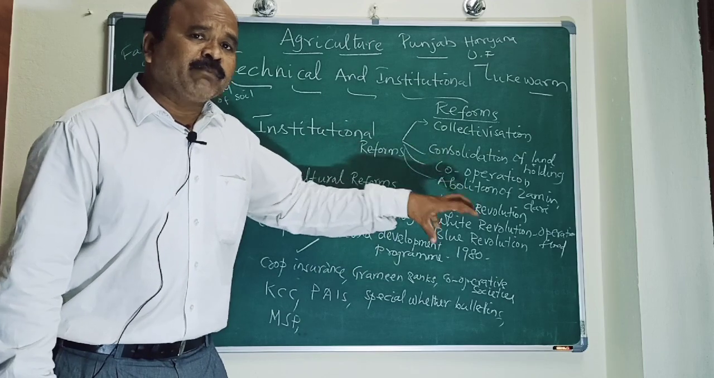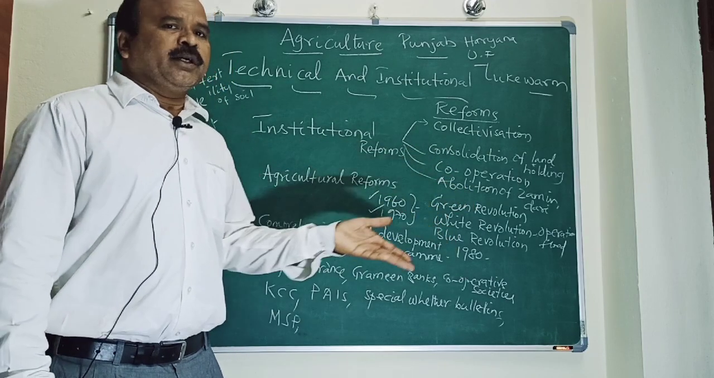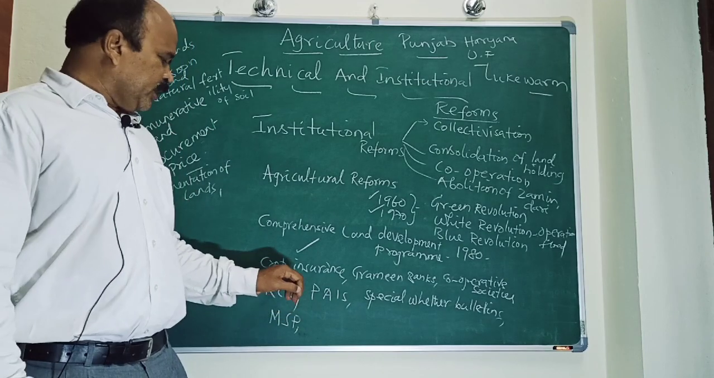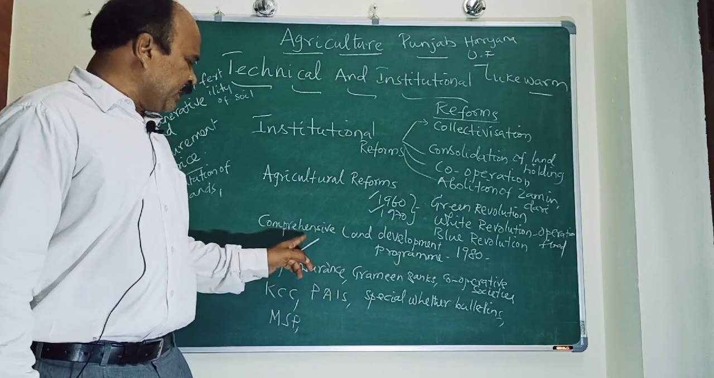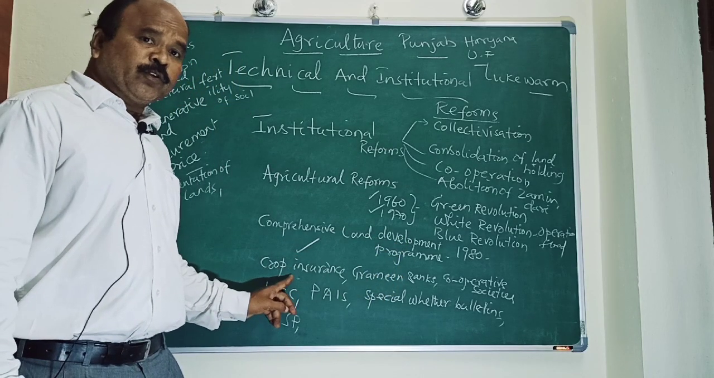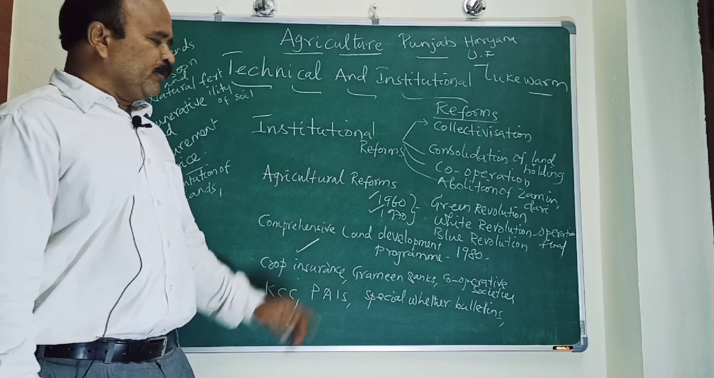So in these times, the crops get destroyed. So now farmers will get insurance for their crop. So that is called crop insurance. So under this Comprehensive Land Development Program, the government introduced the crop insurance system.